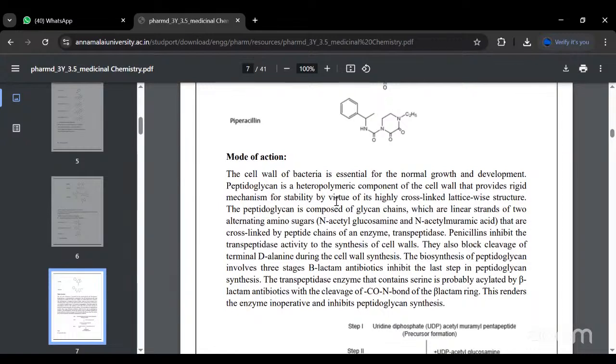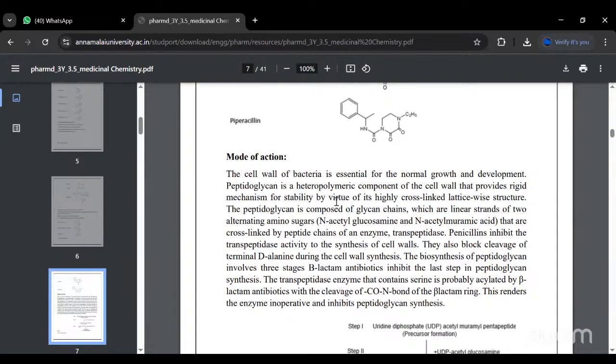How does penicillin work as an antibiotic? The mode of action: the cell wall of bacteria is essential for normal growth and development. Peptidoglycan is the cell wall. Peptidoglycan is a heteropolymeric component of the cell wall that provides a rigid mechanism for sustainability, and is highly cross-linked in a lattice-like structure.